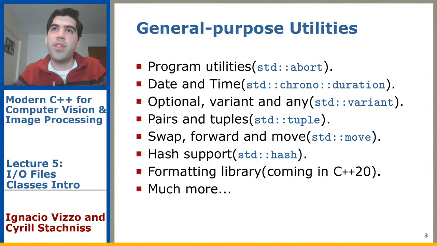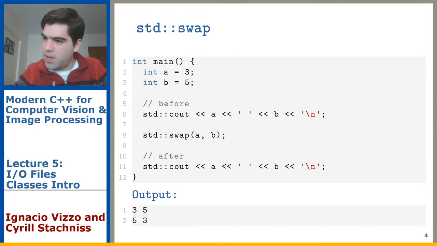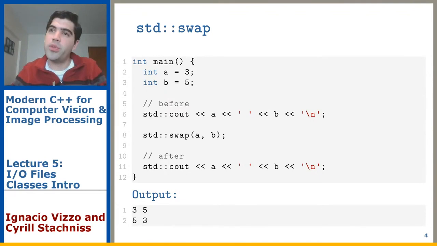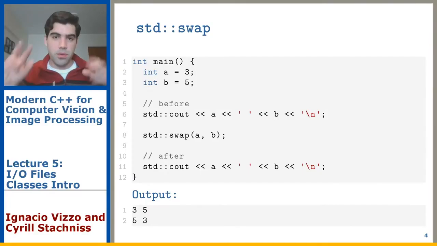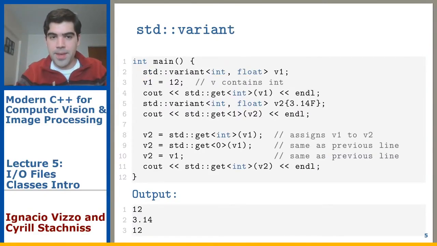So if you already have a compiler installed that supports C++17, for example, then you have all these utilities for free. Swap is the easiest example. You have two variables, A and B. You can swap these variables, so no need to write a swap function. If you ever want to do a swap, just go and use this. Usually to use these utilities, you need to include the utility library. So include utility, and that's all.